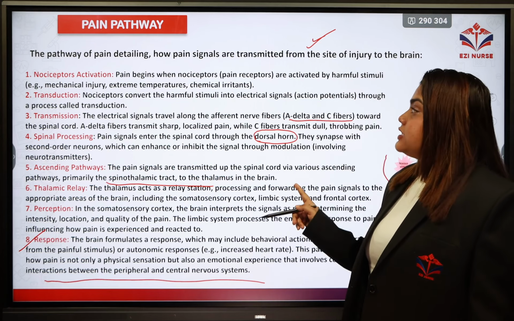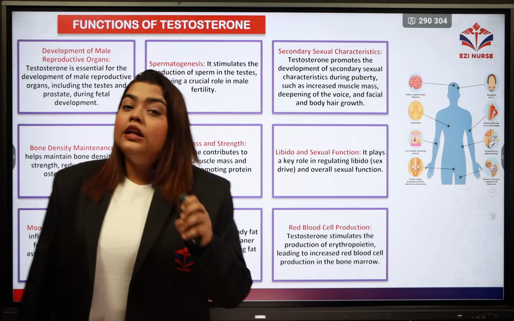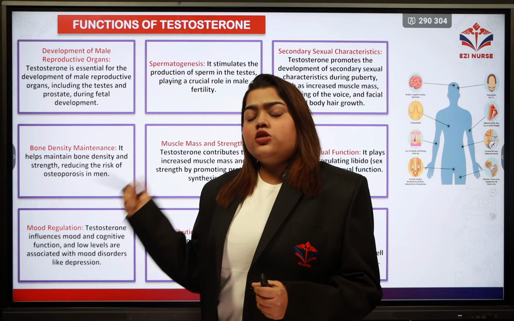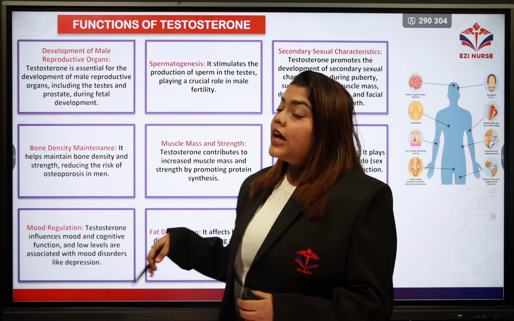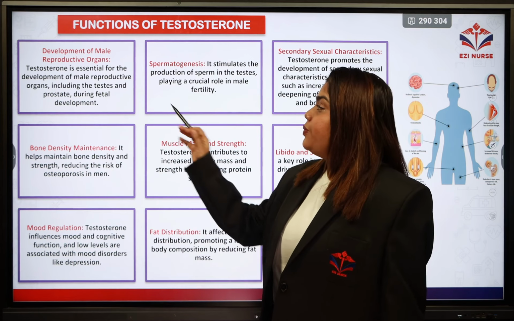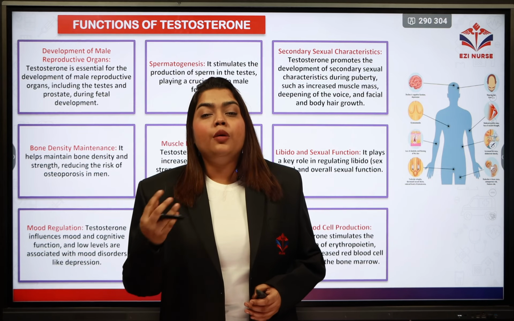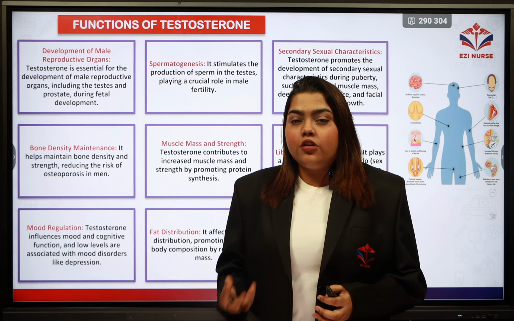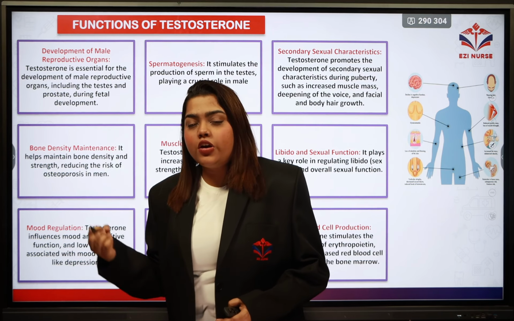Next and our last question is the function of testosterone. In the endocrine system, testosterone plays a very huge role. We mainly see testosterone in males, and it has different functions. Our first function is development of the male reproductive organs. Testosterone is essential for the development of the testes, scrotum and penis, which develop in the fetal stage of a male.